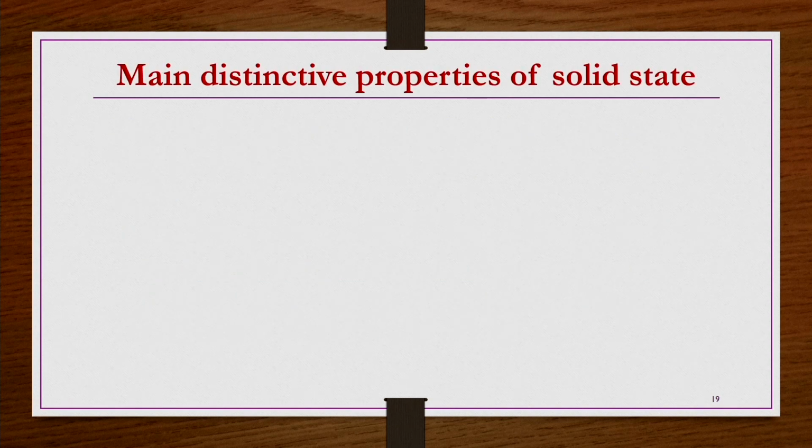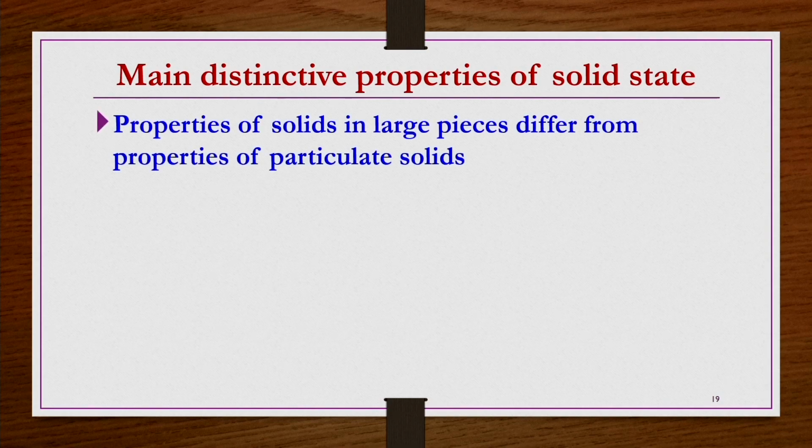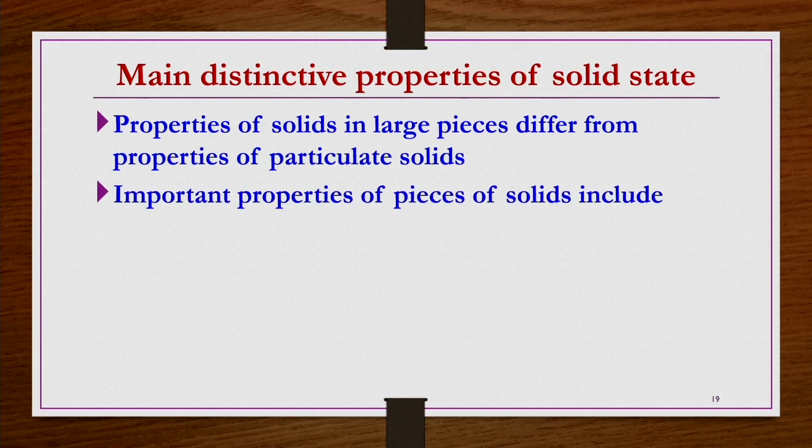So, what makes the distinctive properties of the solid state in general? That is what we are going to see. Properties of solids in large pieces are in general different from properties of particulate solids, which are small particles. When you make granular solids, their properties are very different from the large bulk pieces of the same material. Some of the important properties of pieces of solids include the density, which is mass per unit volume.